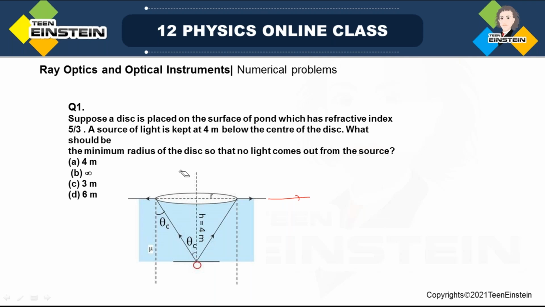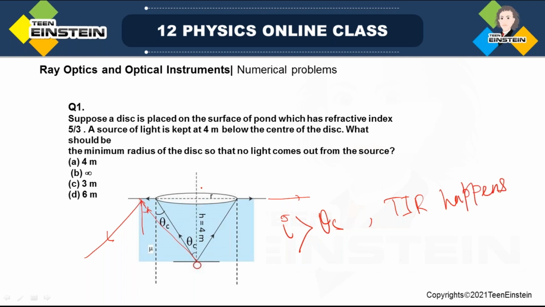This is a critical angle. Now, if the angle of incidence is more, suppose I take another ray like this, what will happen to that? That will directly go back to the water itself, because any angle of incidence greater than the critical angle, TIR happens. That means total internal reflection will happen. So the light will not go at all to the other medium, air. It will just come back to the water itself. So this is the concept.